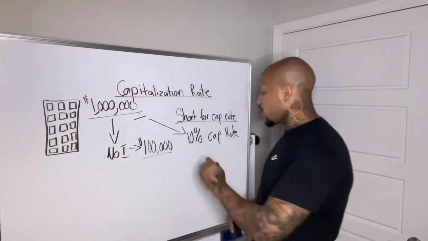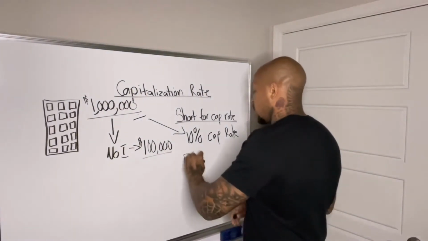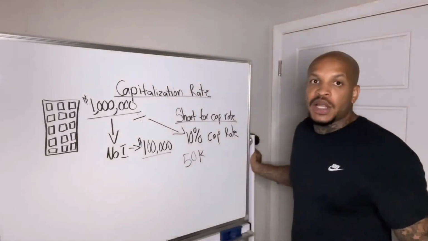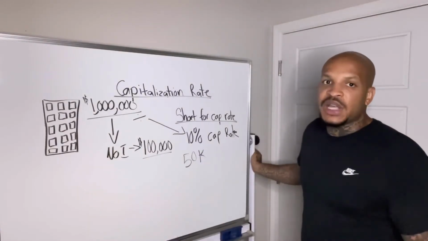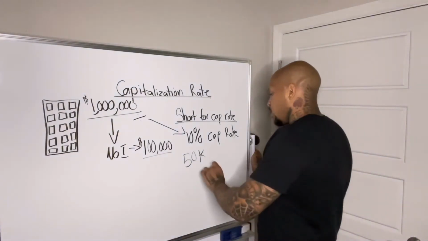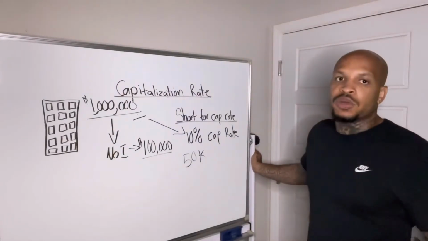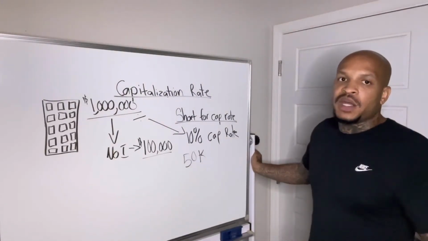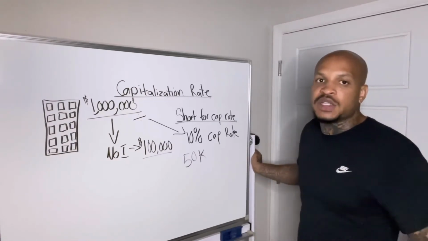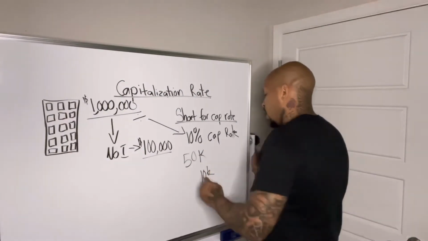So let's just say hypothetically you were buying a rental property for 50K, and you paid $50,000 in cash for it. Let's say that rental property was bringing in gross revenue of maybe about $15,000, and your net income is about 10 after you pay taxes, insurance, property management, vacancy, and so forth.